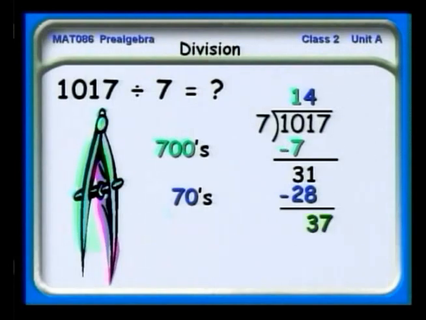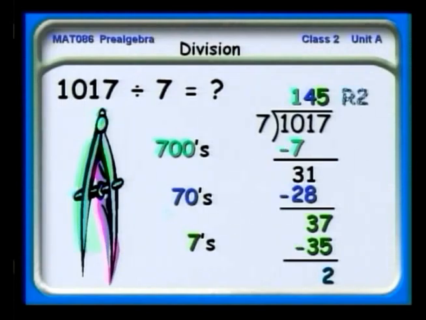Now I have 37. How many 7s are in 37? I see that there are 5, so I subtract the 5 away there, but when I do, what happens? I see that as I subtract, subtract, subtract, subtract, there's some left over when I'm done, for everyone to argue about if we were talking about dividing cookies or lottery money. So what happens? That's the remainder, and that's written in as R2. So our answer for that is 145 remainder 2.